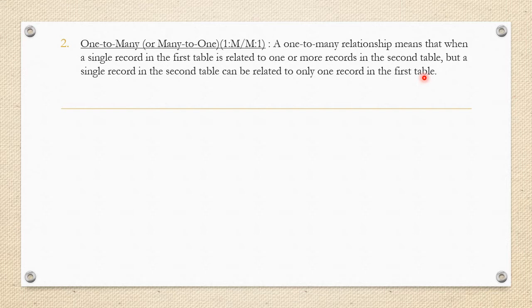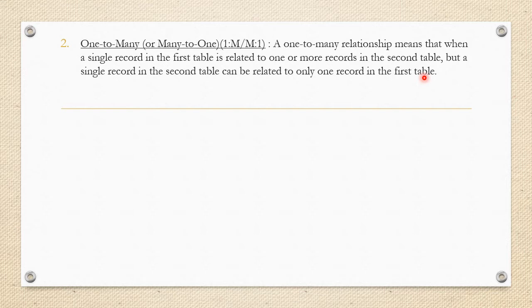Okay, but when you see the second table, आप जब second table देखोगे तो आपको second table से relate करोगे तो आपको सिर्फ एक ही record मिलने वाला है first table में. Okay, that is called as one to many. Then what is many to one? Many to one क्या होता है फिर?